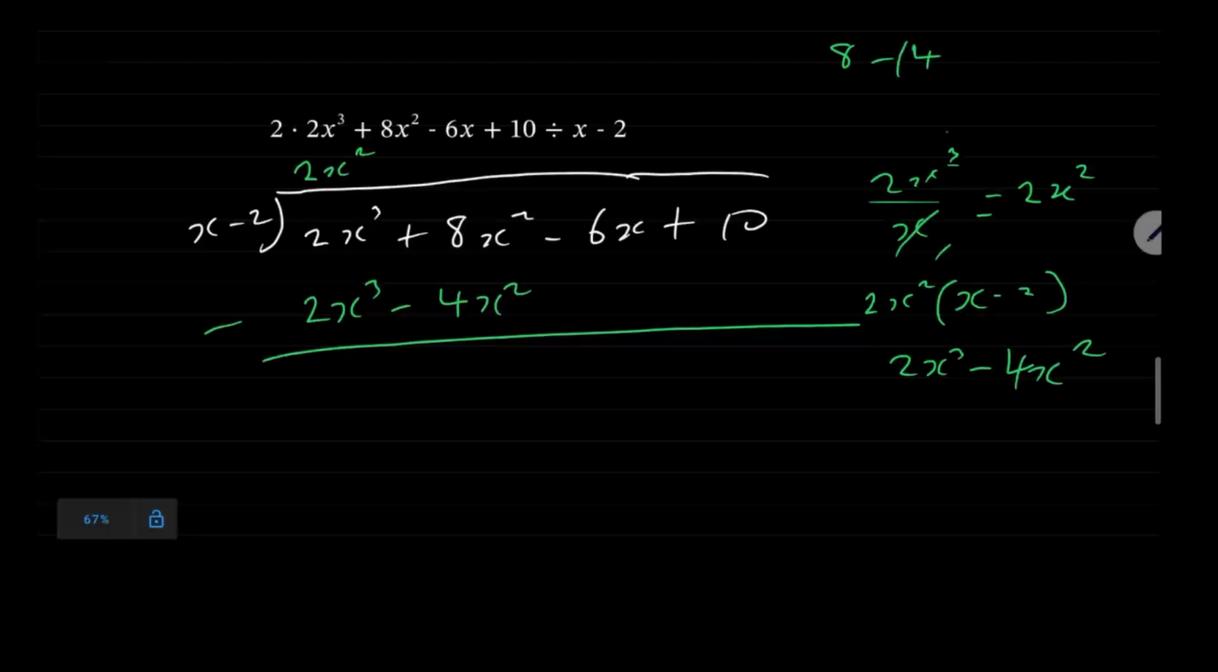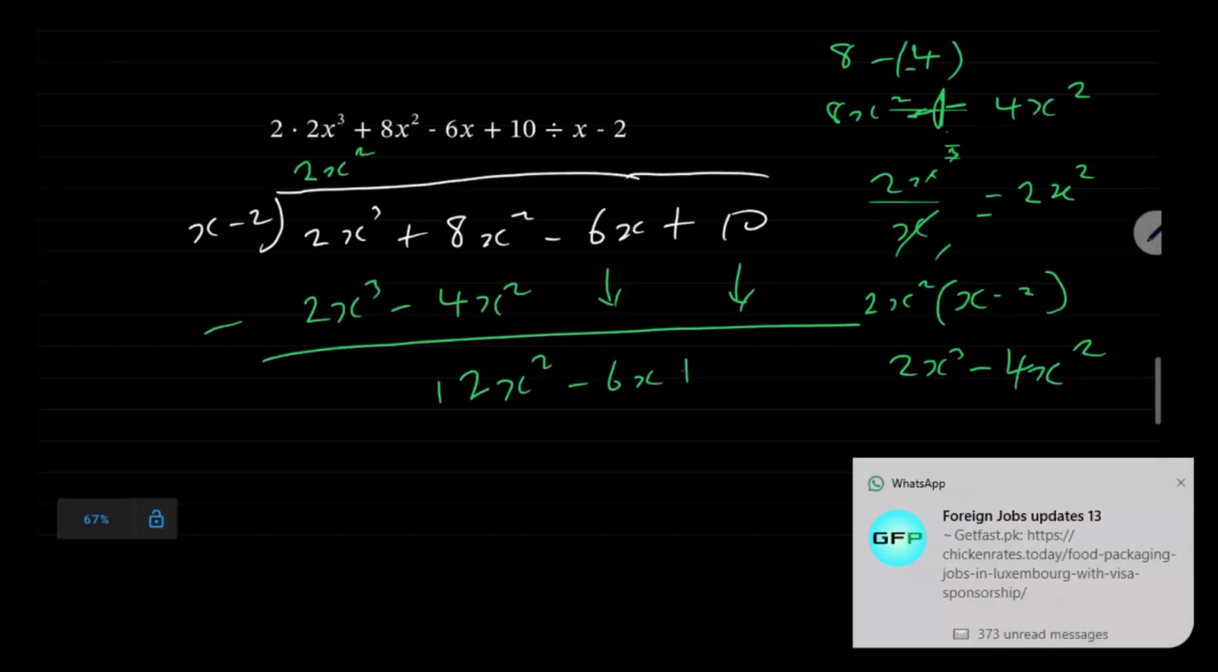8x squared minus 4x squared. So when we have two minus signs, it becomes a plus, right? That gives us a positive 12x squared. So we have here 12x squared. Now we can write these ones back in to follow. So we have negative 6x plus 10.